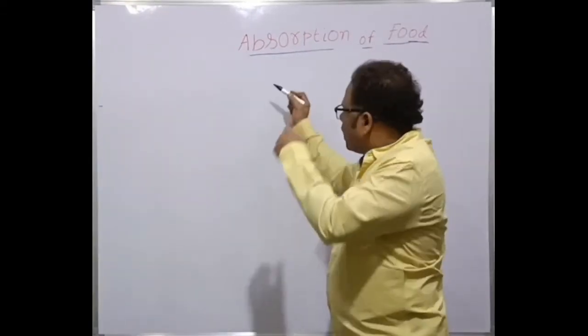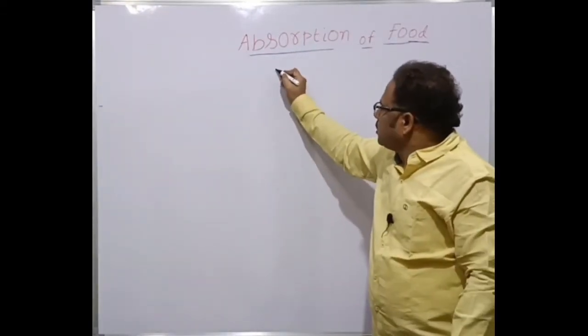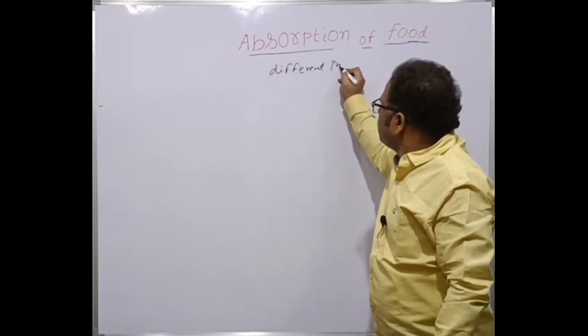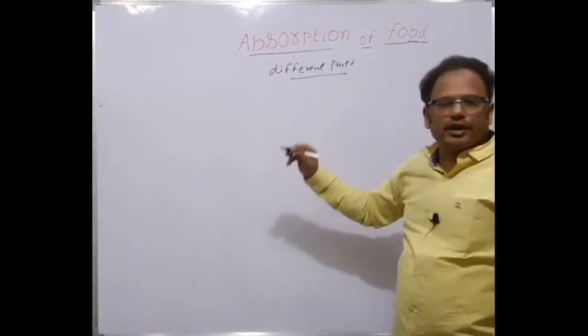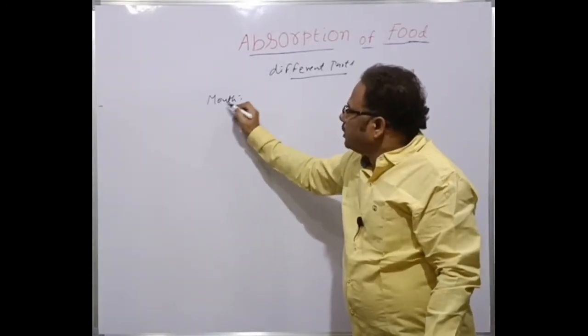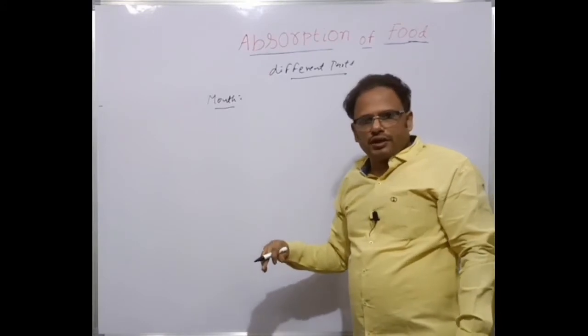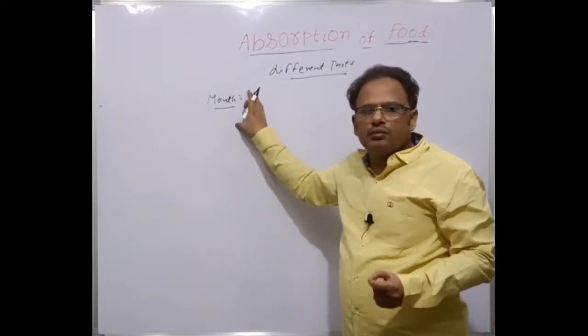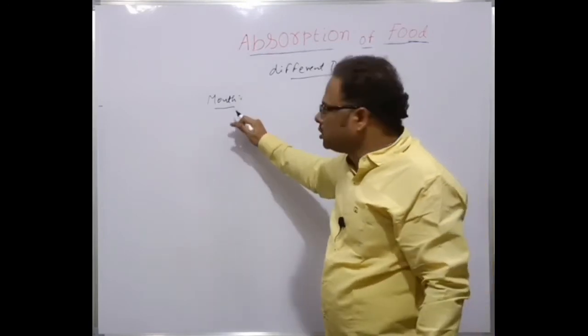Now, how the absorption occurs in different parts and different organs of the digestive system. First of all, the mouth. Minimum absorptive activity occurs here. Of course, chemical and mechanical digestion occurs here, but there is minimum absorptive facility in the mouth.